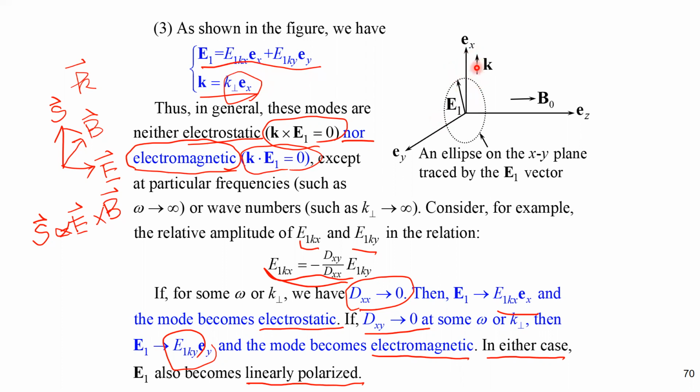So it's not an ideal plane wave. For ideal plane wave, K will be perpendicular to E1. That's plane wave. So this is not a plane wave. Not a plane wave, doesn't matter. It's still EM wave from my viewpoint. Okay, so let's move on to the next page.